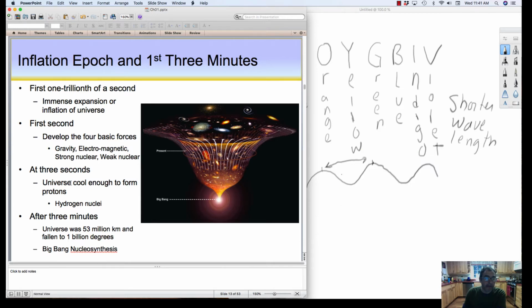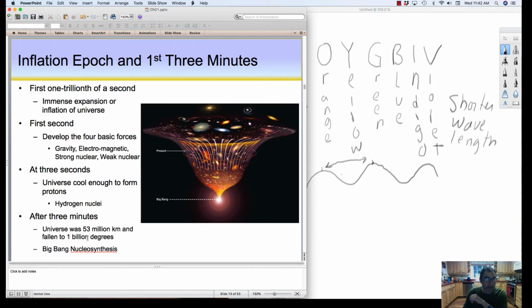So after 3 seconds, the universe cools enough to form protons. We start seeing, so remember, one proton would be the chemical element of hydrogen, right? So we start seeing hydrogen, and so the first element that formed was hydrogen. Maybe a little bit of helium, maybe some lithium, but most of the universe is hydrogen. And even today, most of the universe is still hydrogen. And that's the fuel that stars use for nuclear fusion.